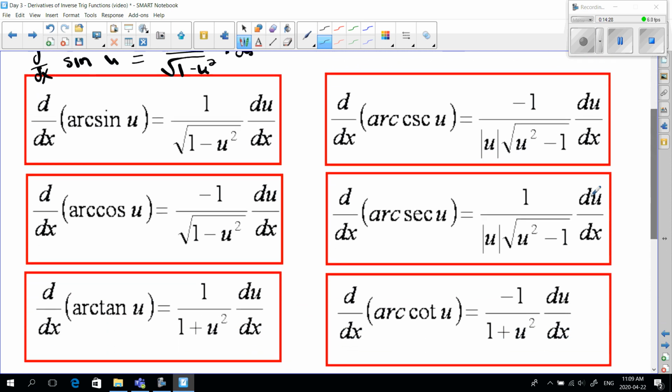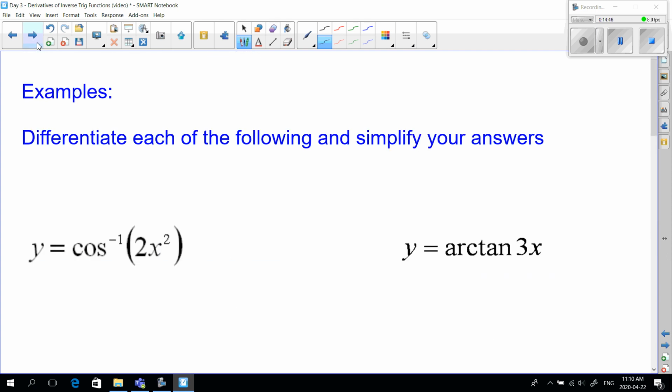Now we will practice, or we will try and apply these rules. So you would be required at university to know these 6, along with your 6 derivative rules for trig functions as well. So don't be scared to study those and commit those to memory. Okay, a couple of examples.